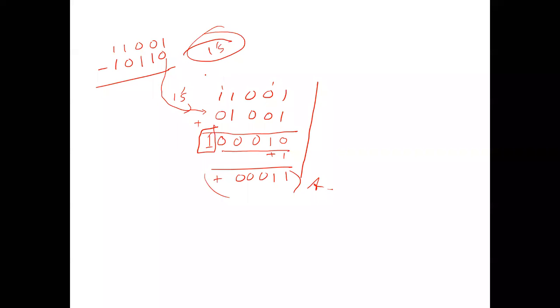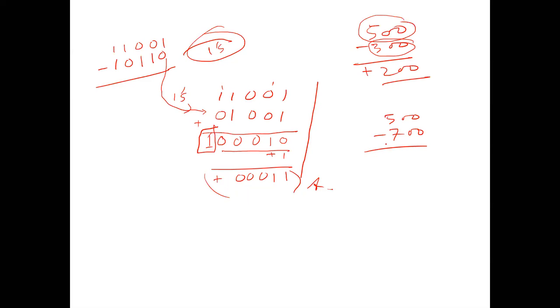Okay. So, suppose your 500 minus 300, so your result must be positive, plus 200, because this is your main value, then this is the subtrahend value. So if the subtrahend value is small, then your result is a positive result. Suppose your main value is 500, but your subtrahend value is 700. Is it possible? Yes, possible, minus result 200.